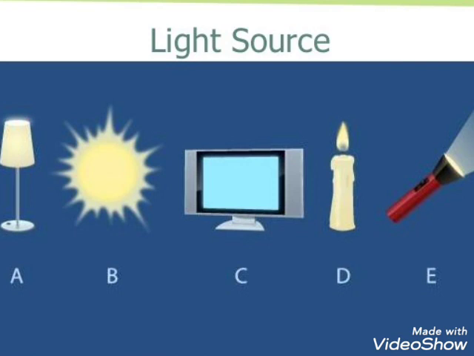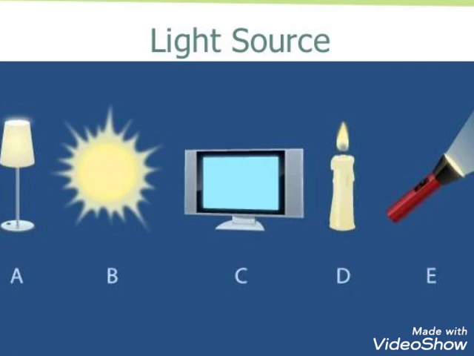We get light from different sources. For example, if you look at this image, you will see a lamp, then sun, then LED light, then candle and then torch. So when we see these objects, we can differentiate these objects. We can see some of these objects are natural and some of the objects are man-made.